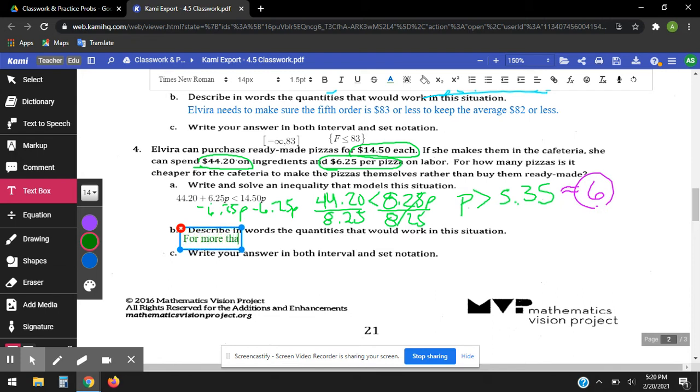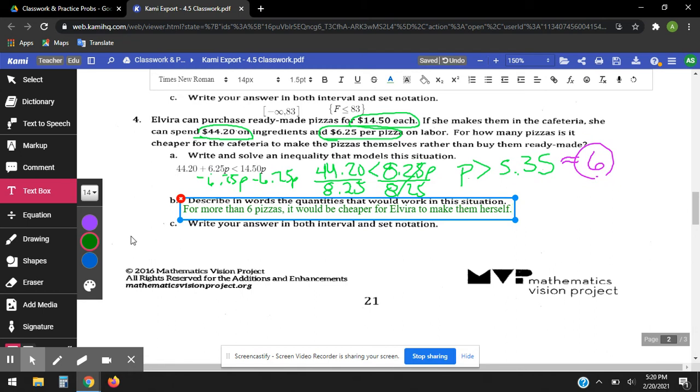For 6 or more pizzas, it would be cheaper for Elvira to make them herself. So she'll probably end up making all of her pizzas because I'm sure at a cafeteria she's going to make more than 6 pizzas. And write our answer both in set and interval notation.